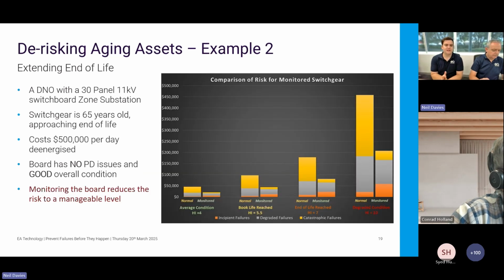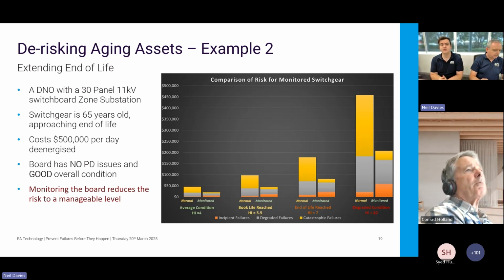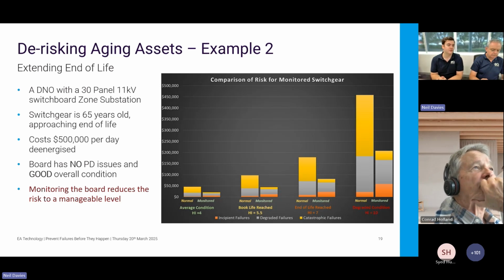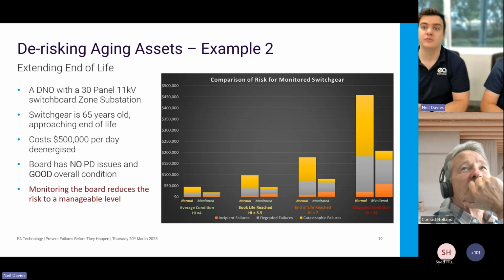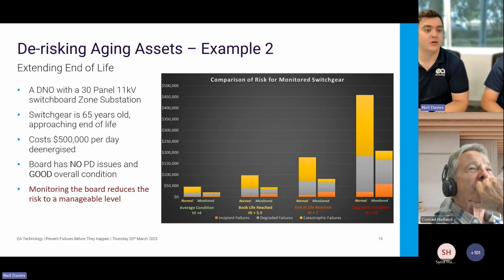So let's look at the flip side of that example. Let's look at a very similar board: a 30-panel board at a zone substation, 65 years old now. So you're looking really towards its end of life. But let's say it's a little bit more critical. Rather than $200,000 per day de-energisation, you're looking at $500,000 per day. This particular board has quite good condition monitoring results. It's got no issues and it's got good overall conditions from other tests.